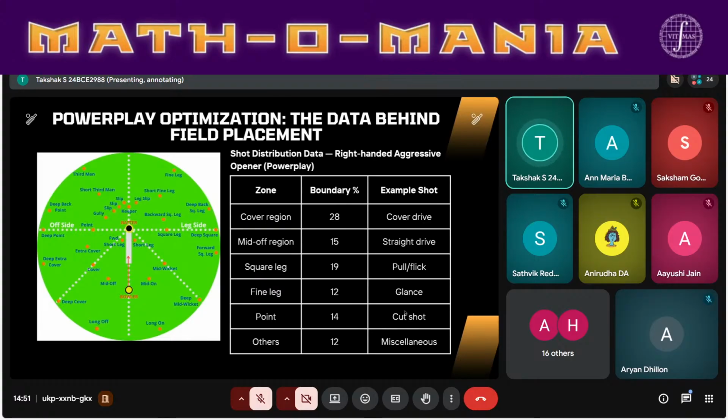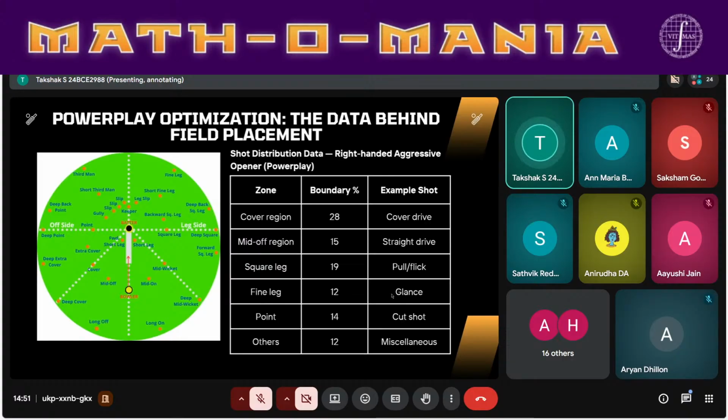Cricket analysts have compiled data from thousands and thousands of T20 power play deliveries. Specifically, here we'll look at right-handed aggressive opening batters, mapping where every boundary-scoring shot went. They built what is called a shot distribution map, essentially a heat map of boundary probability across every zone of the cricket field. And here is what the data shows.